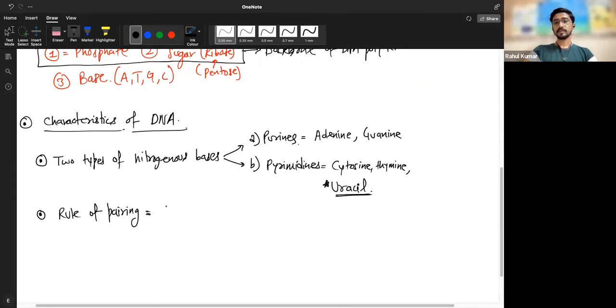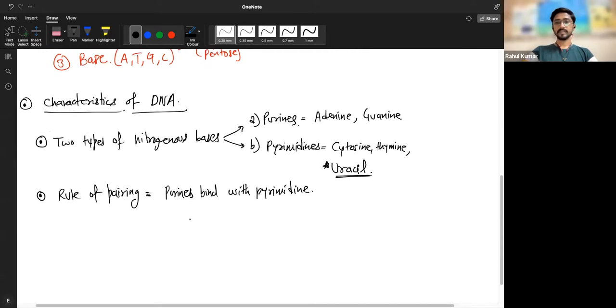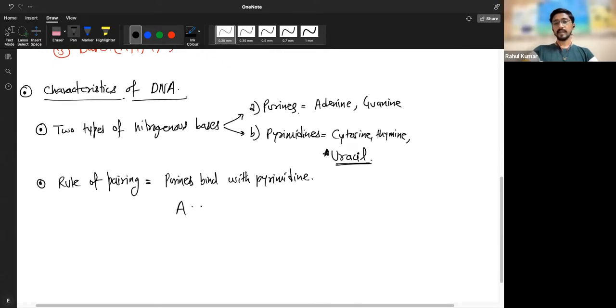So the rule of pairing is purines bind with pyrimidine. And it's not like any purine can bind with any pyrimidine. No, it's specific. Adenine binds with thymine with a double hydrogen bond. So this here denotes a double hydrogen bond. Is it clear?